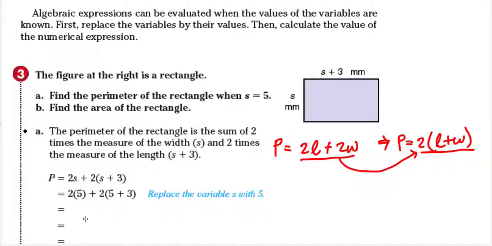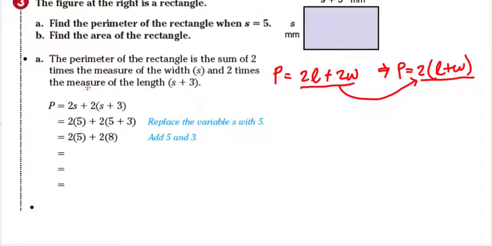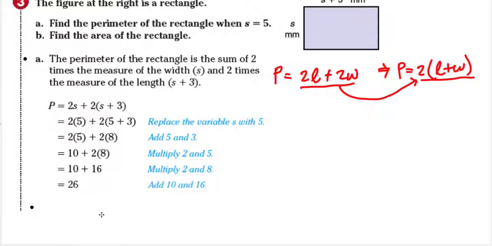And then using the order of operations, do grouping symbols first. That's why you add 5 plus 3, that will give you 8. Now you have multiplication, 2 times 5 plus 2 times 8. Do multiplication first before we start adding. We now have 10 plus 2 times 8. Because this comes first, we go from left to right, and then we do 2 times 8 now. 10 plus 16, you'll end up with 26. So the perimeter of this rectangle, when S is equal to 5, will be 26 millimeters. Okay?